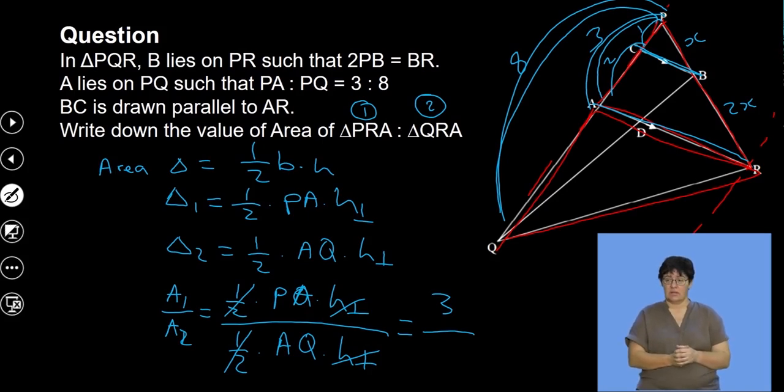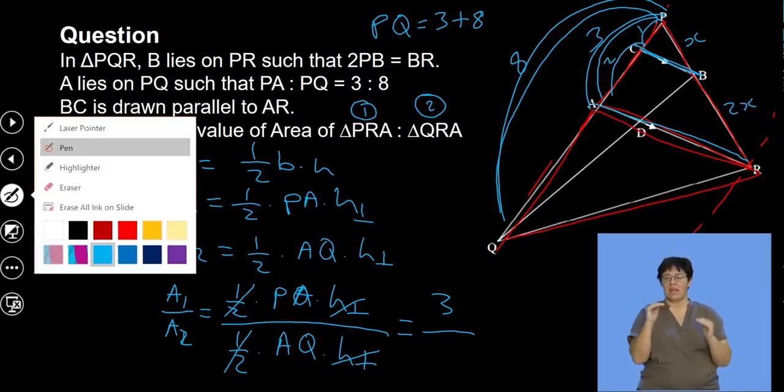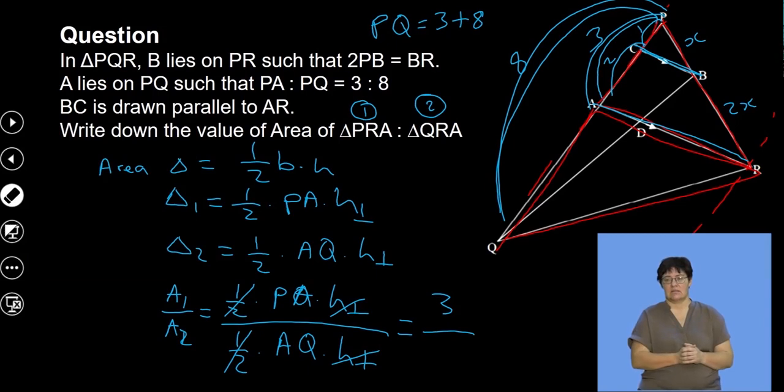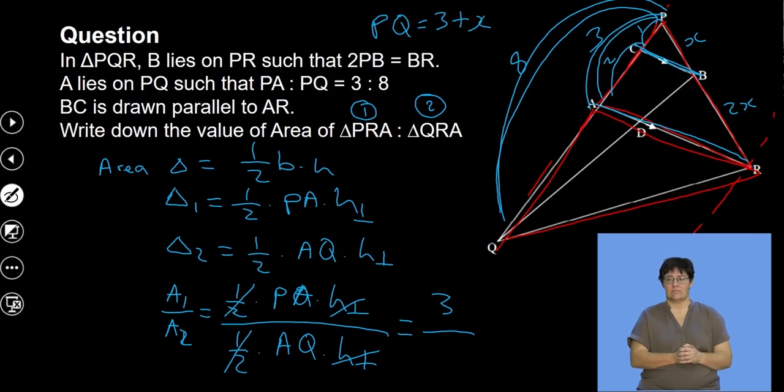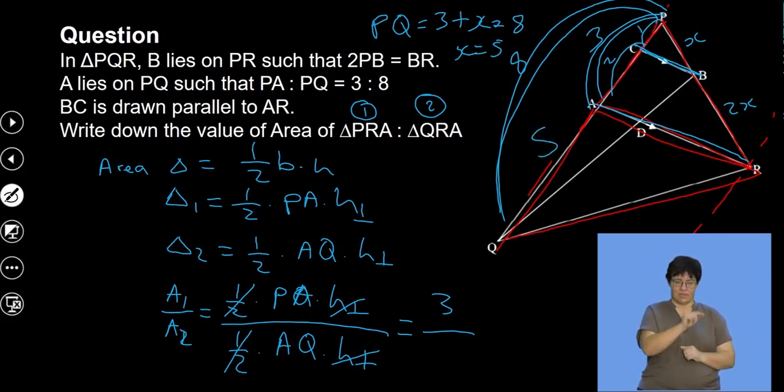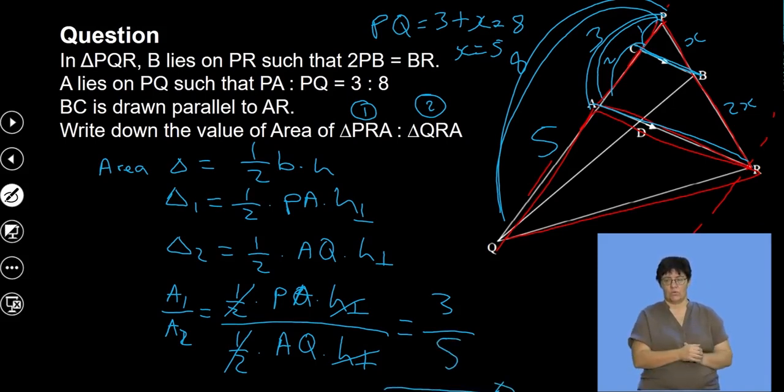So it means that my PQ is the same as my 3 plus 8. Do you see? And 3 plus x, which is equal to 8, because I don't know what is the other one. So 3 plus the x that I don't know, which is supposed to be equal to 8. Therefore, my x will be equal to 5. You see, so making this just 5 units. So this will be 3 over 5, and that will be the value for that.